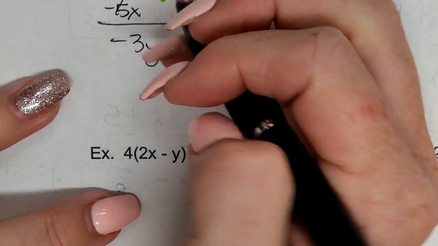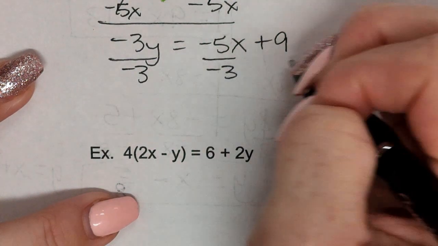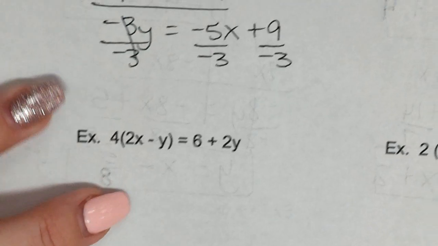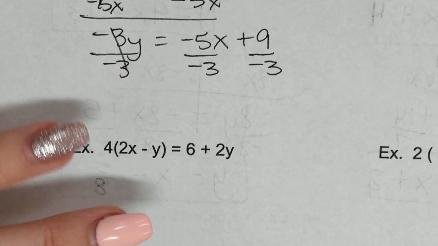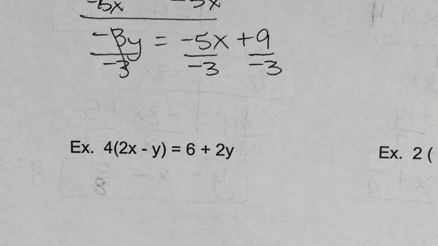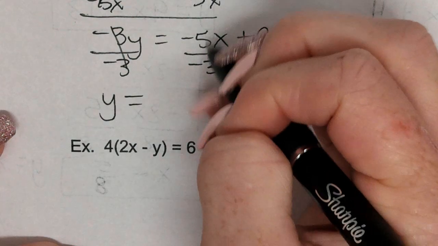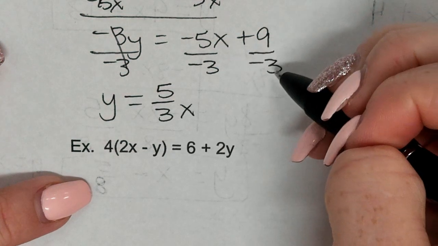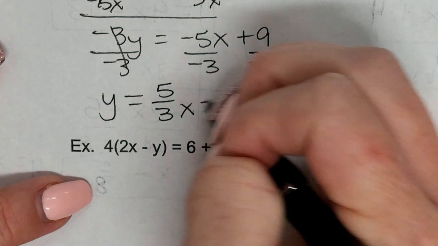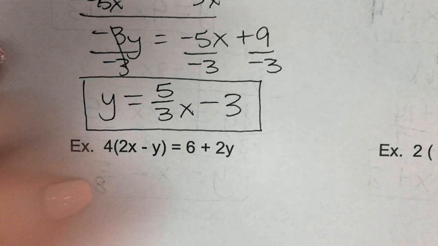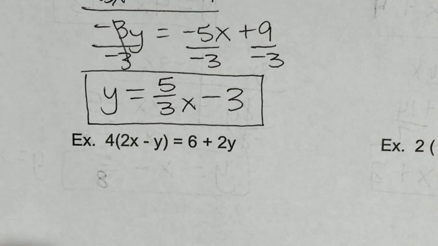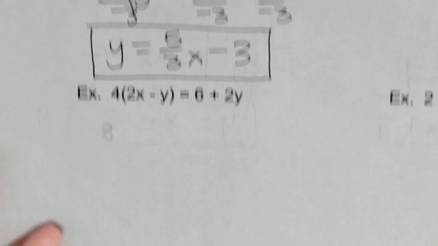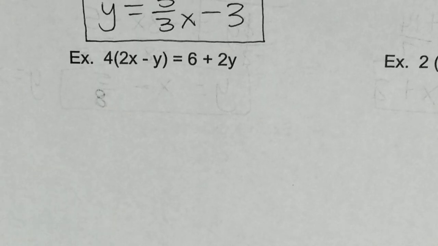I'm going to divide everything by negative 3. And I'm left with y equals, what's a negative divided by a negative? So I have 5/3 x. What's a positive divided by a negative? Minus 3. Could I also put plus negative 3? Is it the same thing? Yes. All right, on this last one, what am I going to have to do first before I go do anything?